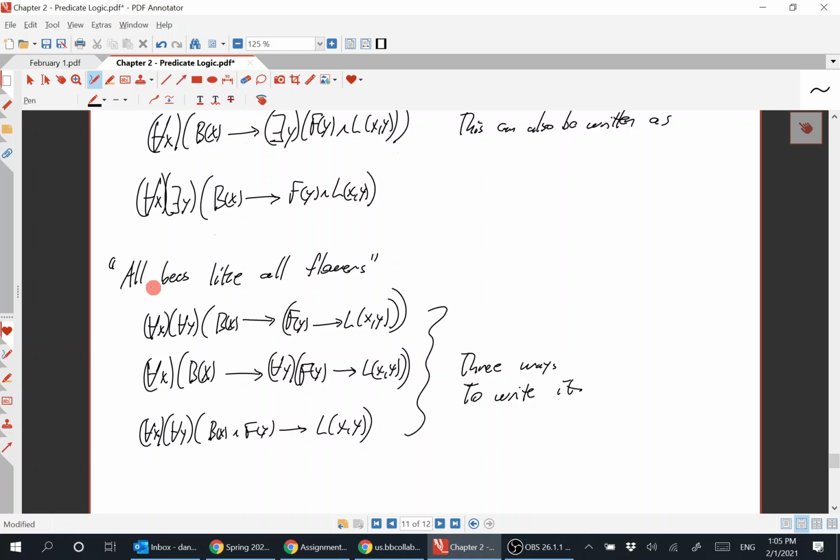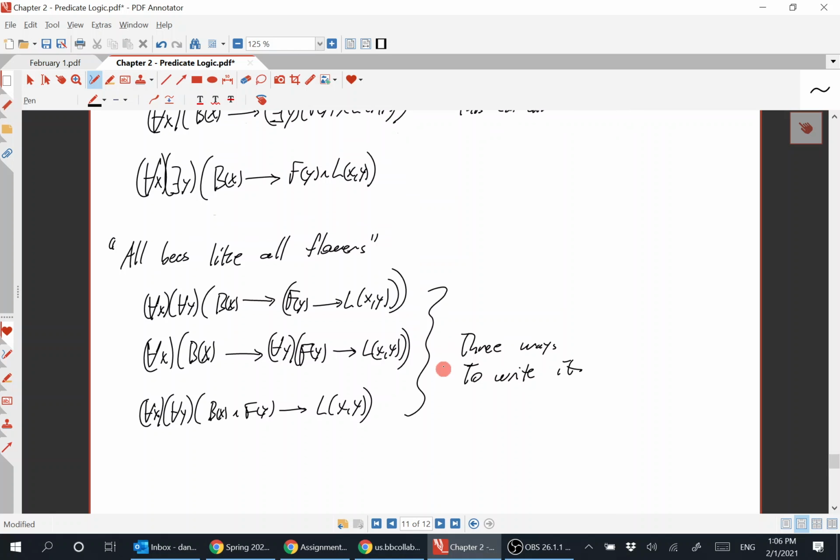We're universally quantifying bees and universally quantifying flowers. So for every bee and every flower together, you know that bee likes that flower. All bees like all flowers. Or for every X, if X is a bee, then he does something. What is that something? He likes all flowers. For every Y, if Y is a flower, then he likes it. If Y is not a flower, we don't care. We're not interested in that.